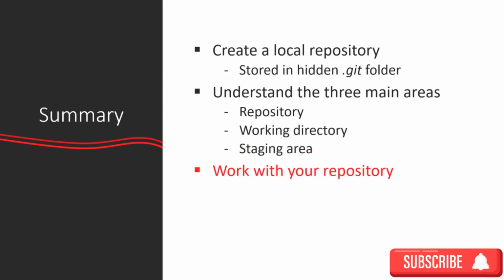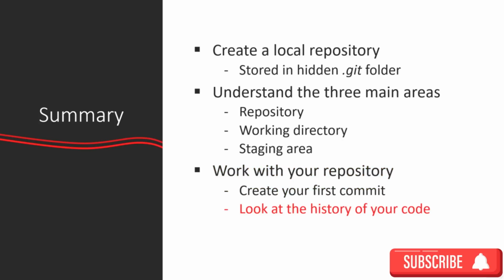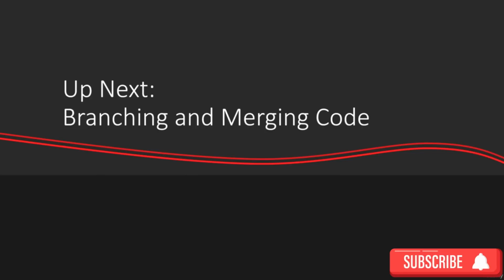Finally, you learned how to work with your local repository. You learned how to create your first commit, how to look at the history of your code, and how to ignore files in the working directory by using a .gitignore file. Now you have a solid knowledge of using Git to work with a local repository. But so far, you worked only on the main branch of your repository. In the next lesson, you will learn how to implement a feature on a separate branch and how to merge the code of that separate branch back into the main branch.